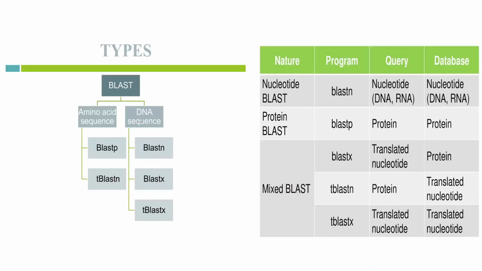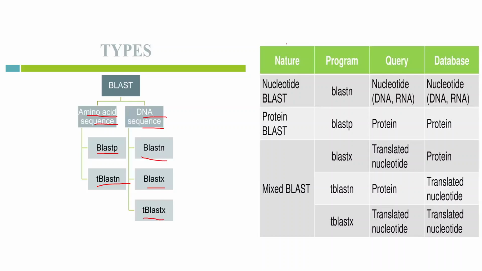In BLAST there are different kinds of BLAST. It is categorized into two different types: first the amino acid sequence BLAST, and second the DNA sequence BLAST. In amino acid sequence BLAST there are two types: the first is BLASTP and the second is TBLASTN. In DNA sequence BLAST there are BLASTN, BLASTX and TBLASTX.